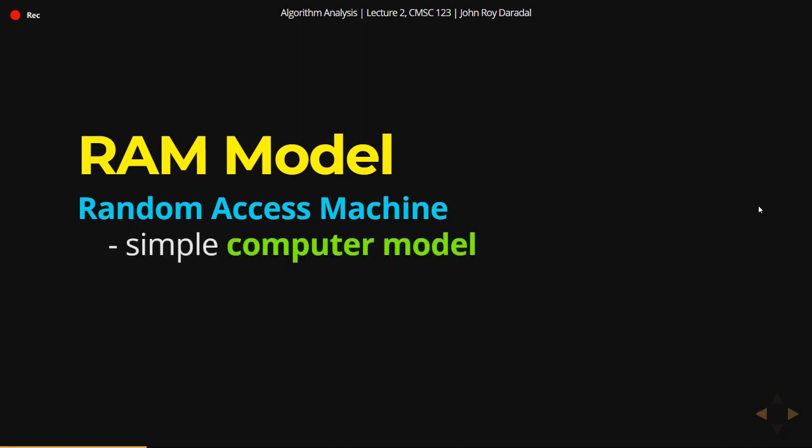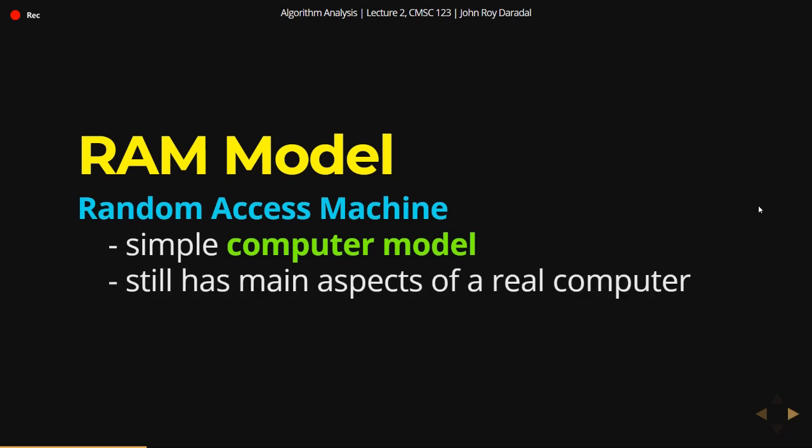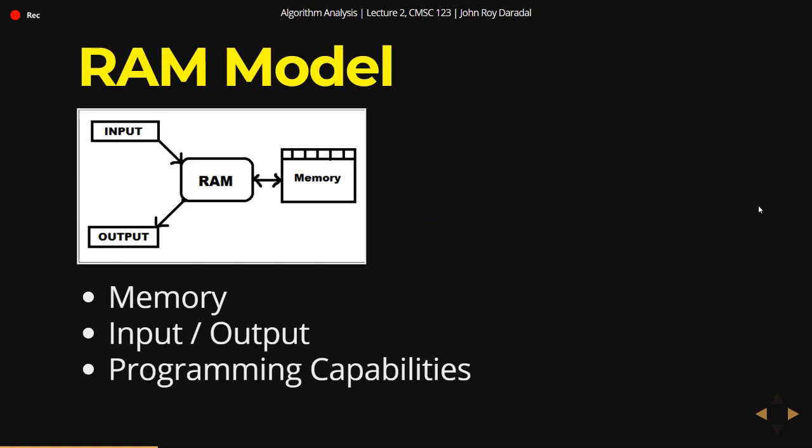Okay? So this is where our first simplification comes in, the RAM model, or the random access machine model. So it's a simple computer model which still has the main aspects of a real computer, namely the memory, the input-output capabilities, and programming capabilities. So the RAM will take input and it will process it, and maybe it will look at the memory. So it will access the memory and store items in memory. And after doing all the processing, it will give its output. Okay, so that's the RAM model.